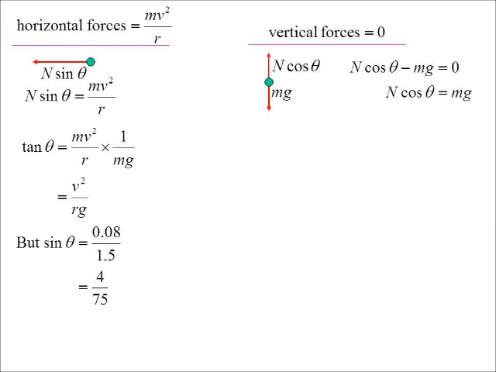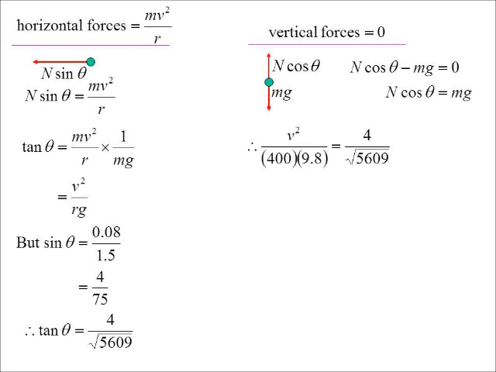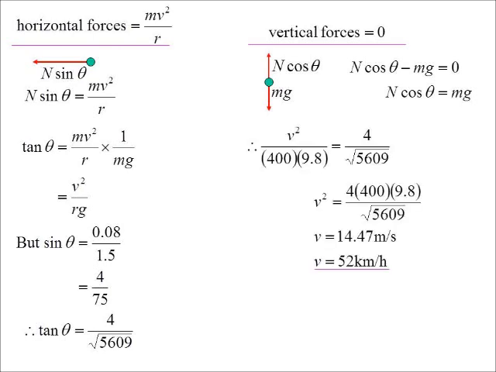Sine theta, I know, is 4 on 75. Remember they told me the distance up the track, which would be the hypotenuse, and the opposite. So we got 4 on 75. From there I can work out tan theta. If I was to draw up a triangle, it's 4 on the square root of 5,609. Summing all those numbers in, and we get 14.47, but remember the units when we're doing this is metres for length, seconds for time. Makes more sense to put that in kilometres per hour if we're talking about a train. And so 52 kilometres per hour for this particular curve.